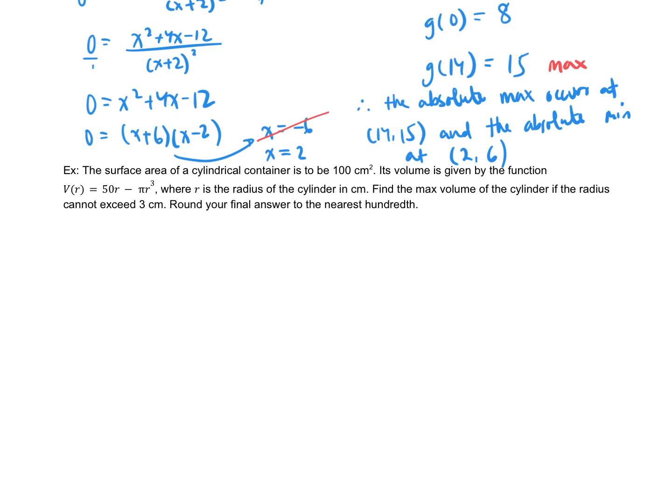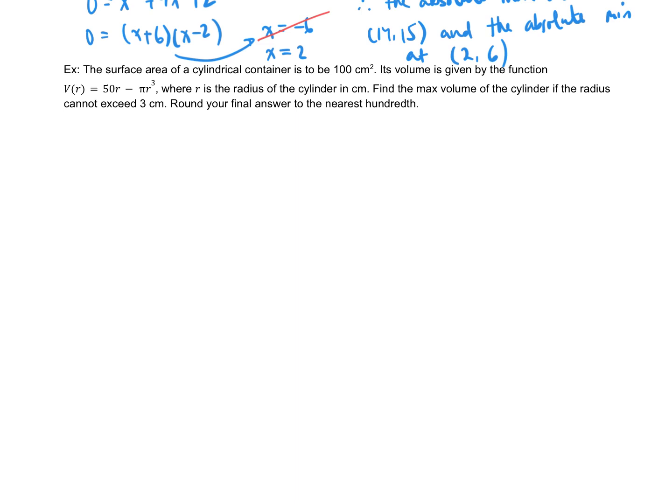All right, final example, a little word problem here. The surface area of a cylindrical container is to be 100 centimeters squared. Its volume is given by the function V(r) = 50r − πr³, where r is the radius of the cylinder in centimeters. Find the maximum volume of the cylinder if the radius cannot exceed 3 centimeters. Round your answer to the nearest hundredth.